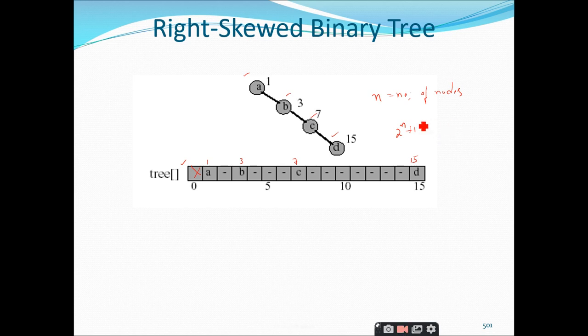2 power n is 16. Yes. So here I have 4 nodes. If I substitute 4 inside this formula, I get 2 power 4 plus 1, which is 17. But this is not 17, right? This is a 16 sized array. So it is only 2 power n. That's it. Is it clear?